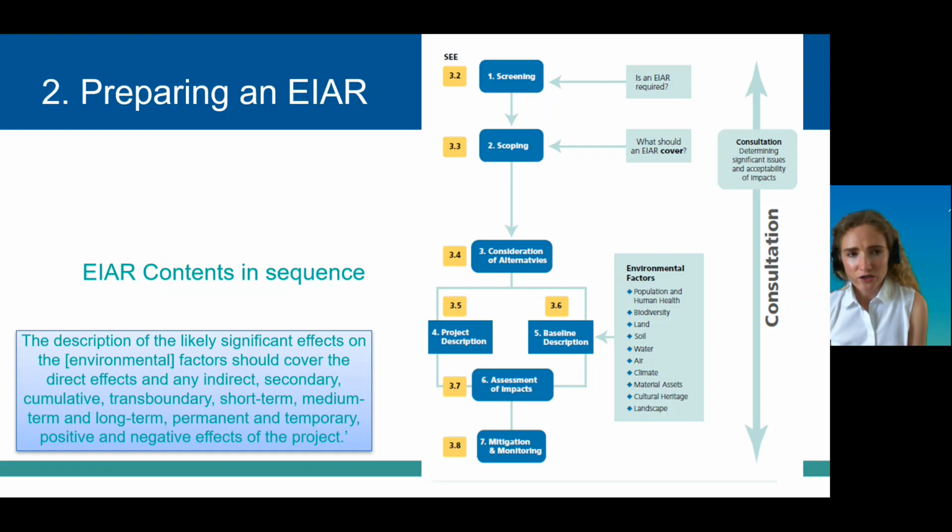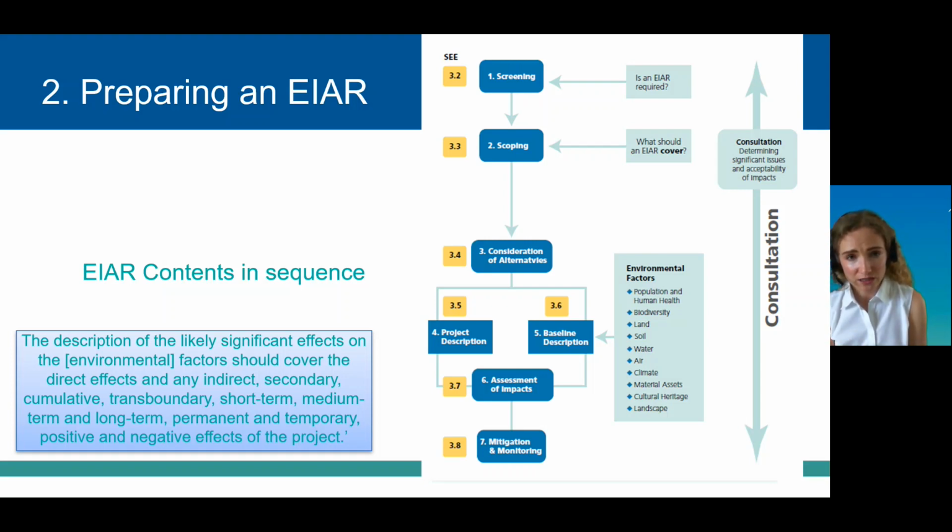So the main section then of the guidelines is section 2, which is the large part of the guidelines referring to the specific details on preparing the EIAR. And this figure again comes from the guidelines, and it shows the steps involved in the preparation of an EIAR in sequence. And the little yellow boxes on the left refer to the particular section of the guidelines where that topic is dealt with.